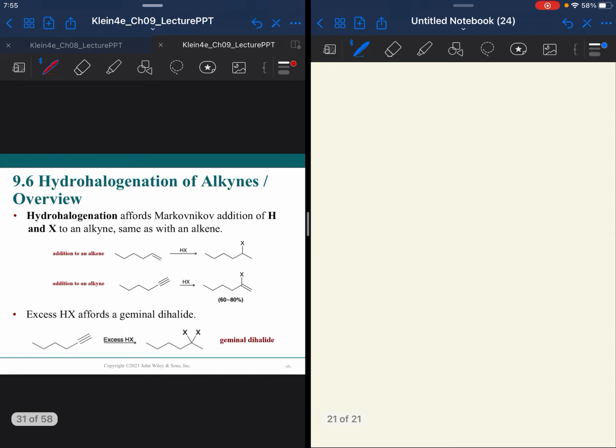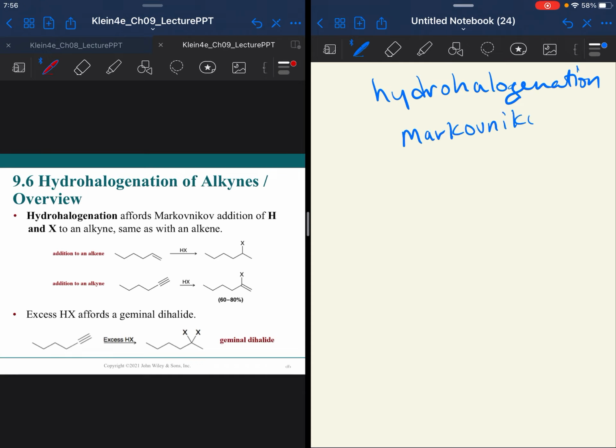The next set of reactions are hydrohalogenation. So this is very similar to an alkene addition that we saw. We know that if we add HX across a double bond, we get a Markovnikov addition. So hydrohalogenation is going to work very similarly for alkynes as it did for alkenes. It is going to be a Markovnikov reaction, meaning the X goes to the more substituted side.